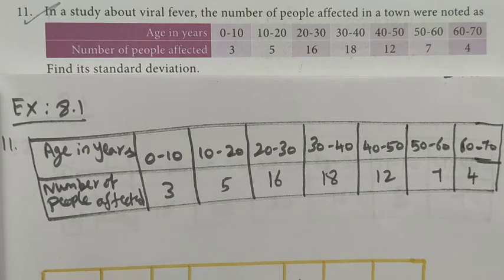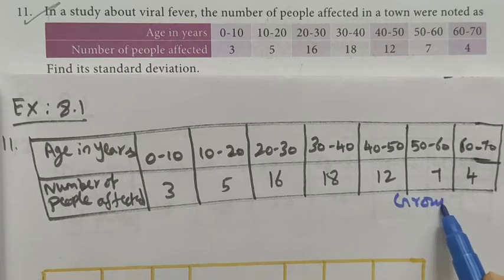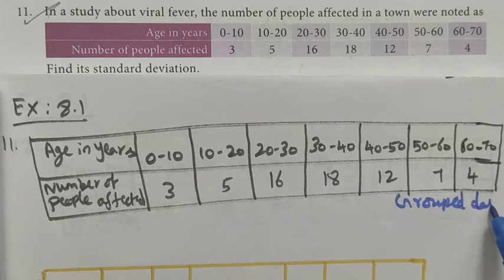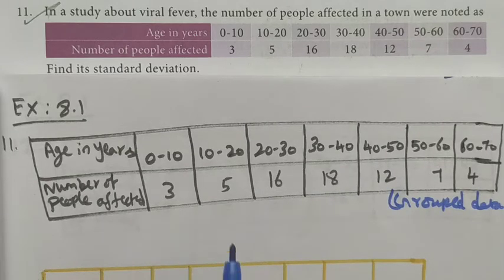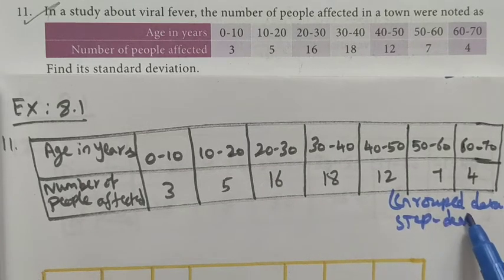So the class interval is given and then frequency is given. So it is clearly grouped data. And see, it is very easy to do it in the step deviation method. Step deviation method.